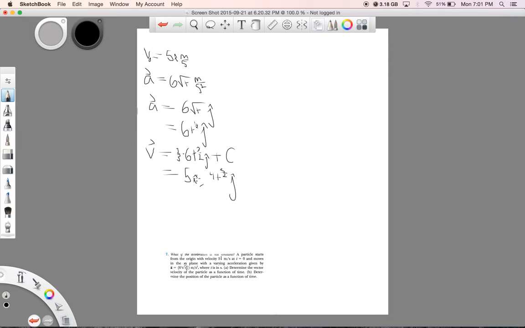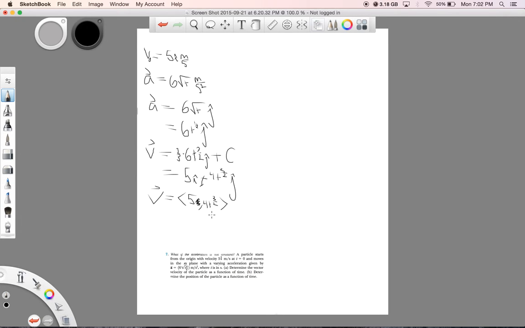But you would be adding it since it's the i hat and j hat, or to put it into a vector, you could say 5, 4t to the 3/2. Okay, now that is the velocity of it.